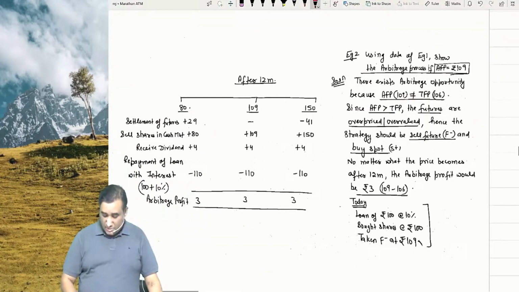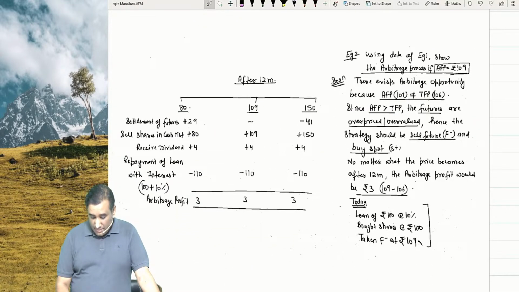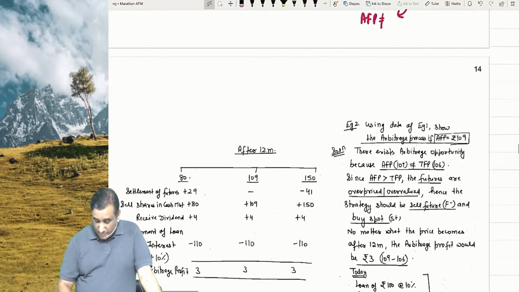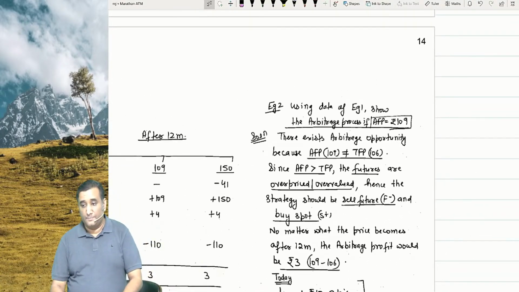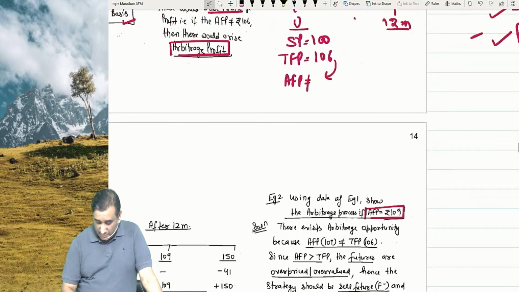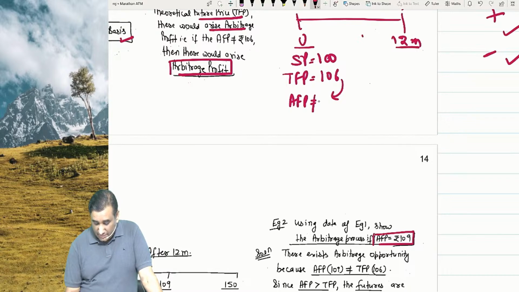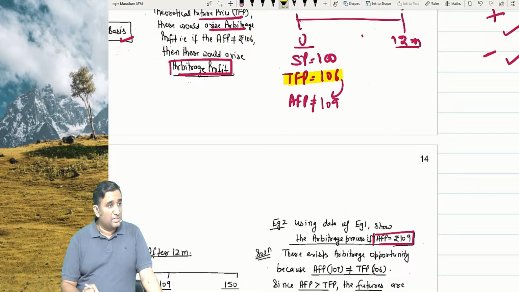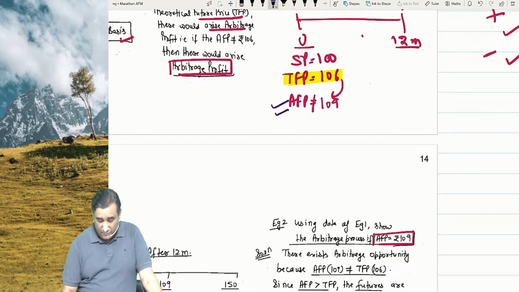The second part of the variety of questions is this part here. Using data of example 1, that means the 106 we had, show the arbitrage process if the actual futures price is 109. As per the market, the actual futures price is 109, whereas as per you, the futures price should have been 106. Is it trading costly? Costly item, so you will sell futures. Understand what I'm saying? Since it's a costly item, we will sell futures.